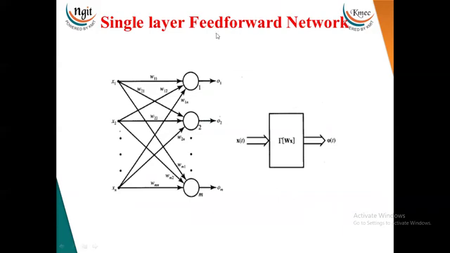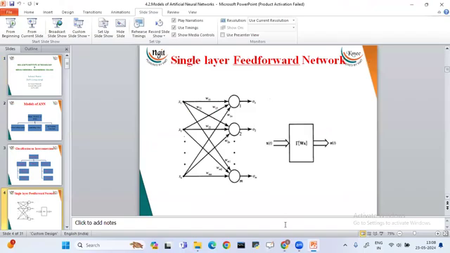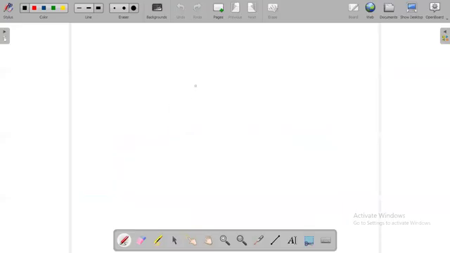types of networks. If you say single layer feed forward network, what is meant by feed forward? This is the most important point. So what is feed forward? We are saying that all the nodes are connected. So if I'm taking 1, 2, 3.